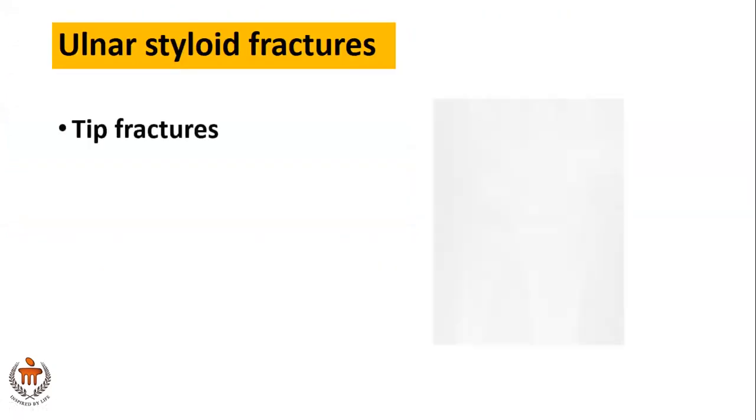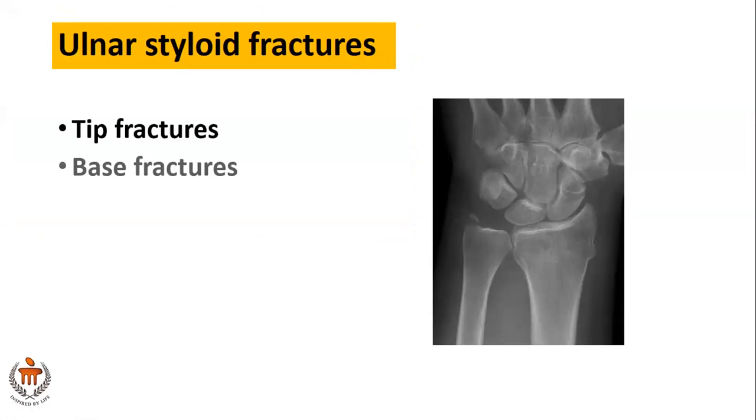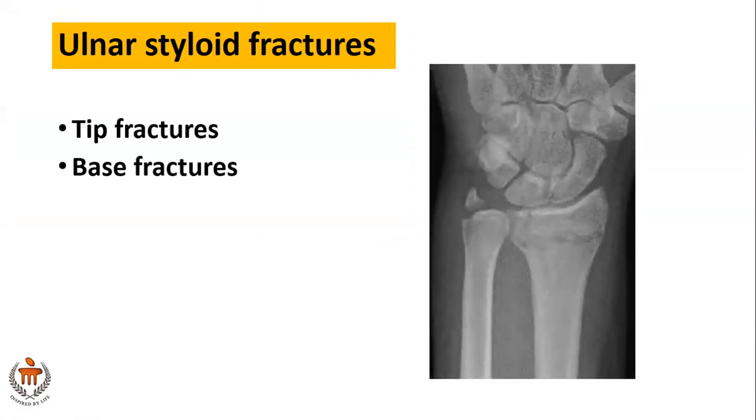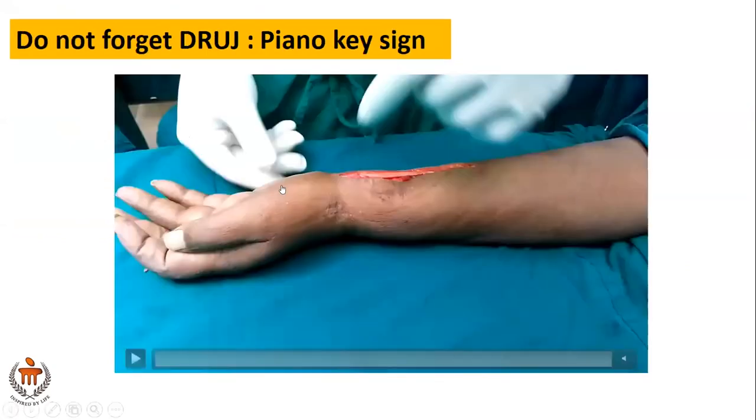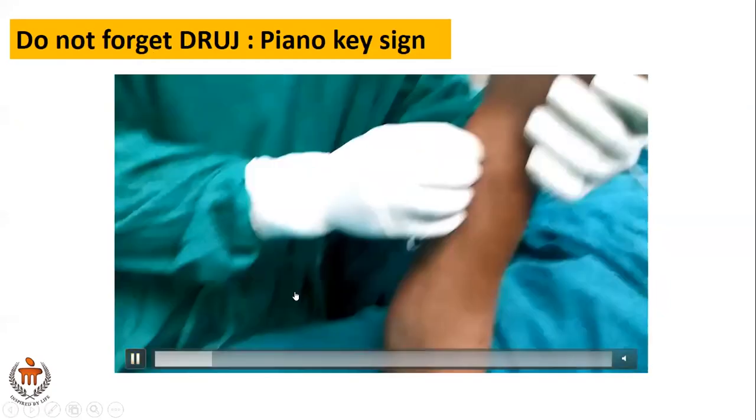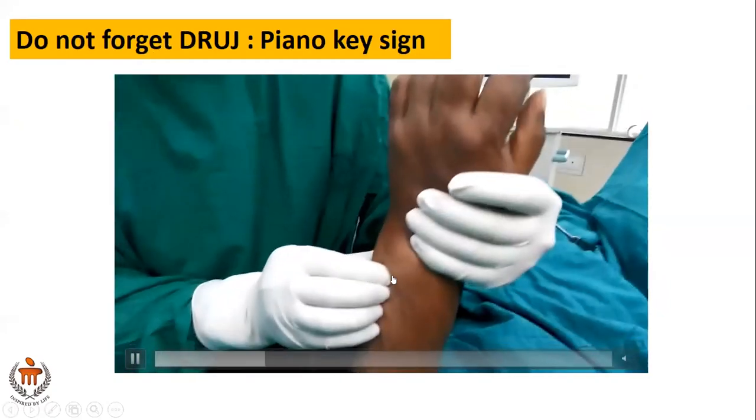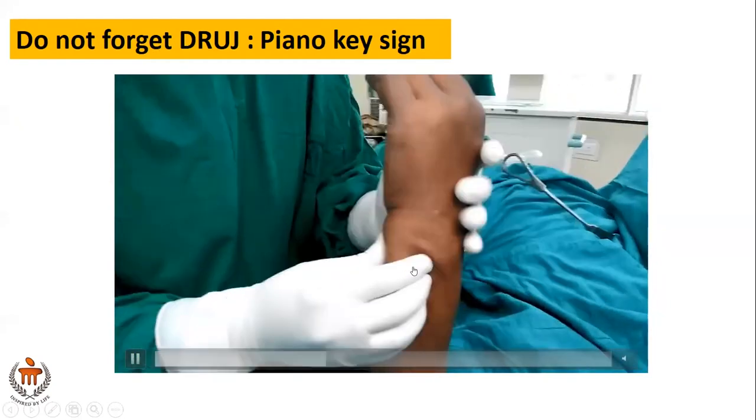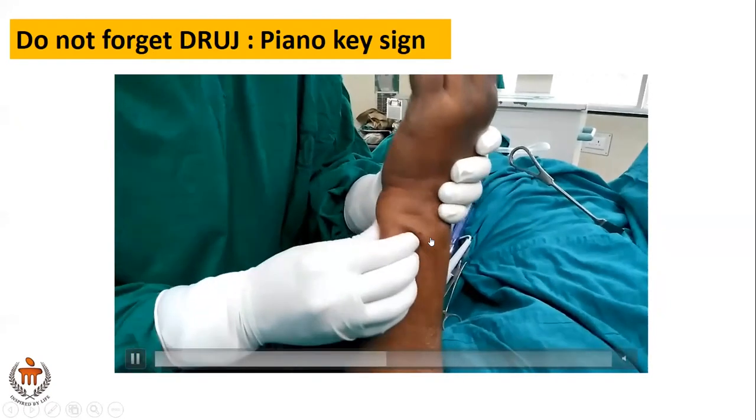If you have ulnar styloid fractures, tip fractures, base fractures like this, which are displaced, probably that indicates that the DRUJ is unstable. Doesn't mean that all of them have to be fixed. It's very, very important that you assess them clinically and see what's happening. So after your fixation, always make sure that you do your ballottement test and see how unstable the joint itself is, and then take a decision on what is to be done.